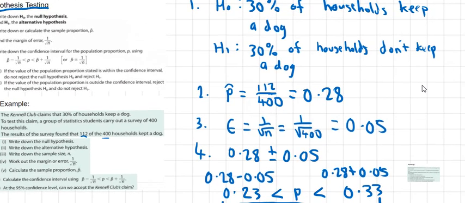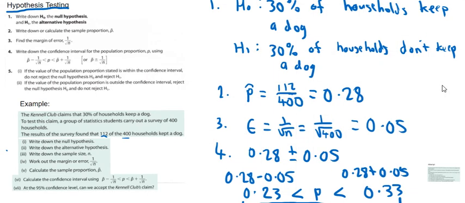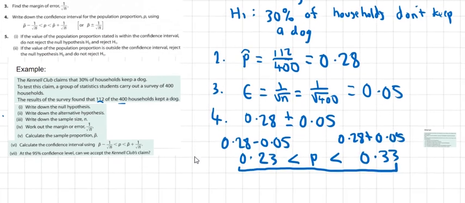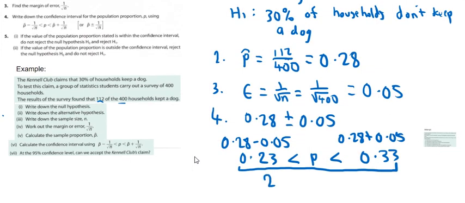The last step is accepting or rejecting the null hypothesis, and if we accept it then we have to reject the alternative, and if we reject the null hypothesis then we have to accept the alternative. So what we found out is that we're 95% sure that between 23% and 33% of households keep a dog.